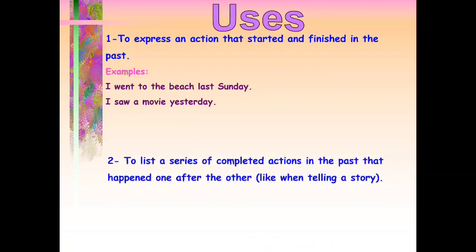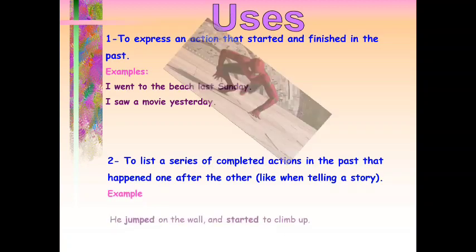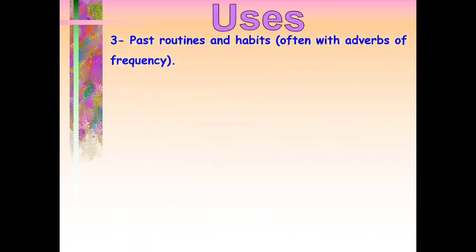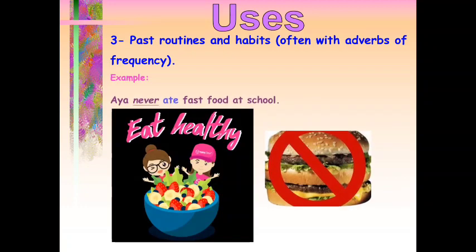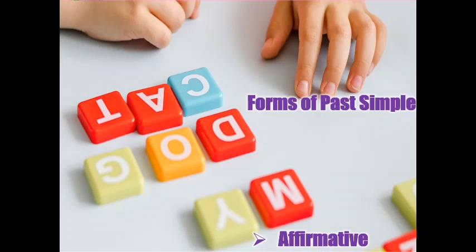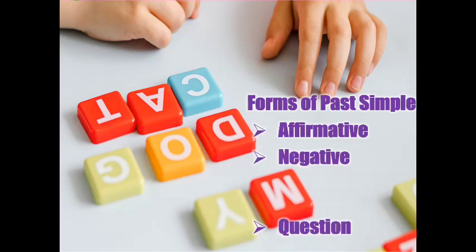Another use is to list a series of completed actions in the past that happened one after the other, like when telling a story. For example, he jumped on the wall and started to climb up. Another use for the past simple is for past routines and habits, often with adverbs of frequency. For example, Aya never ate fast food at school. Forms of past simple: affirmative, negative, and question.